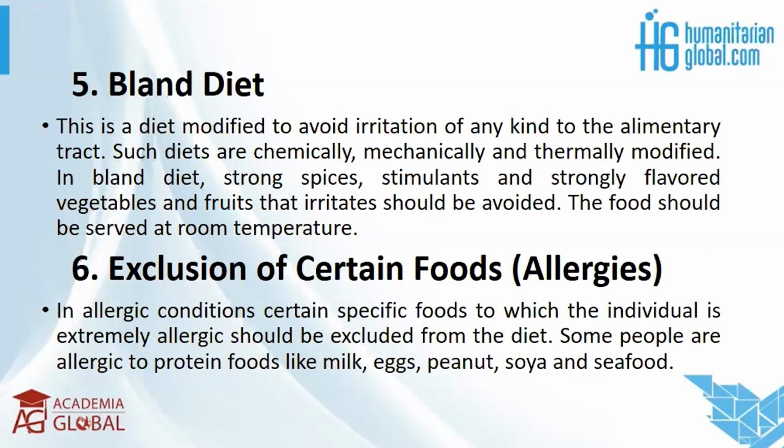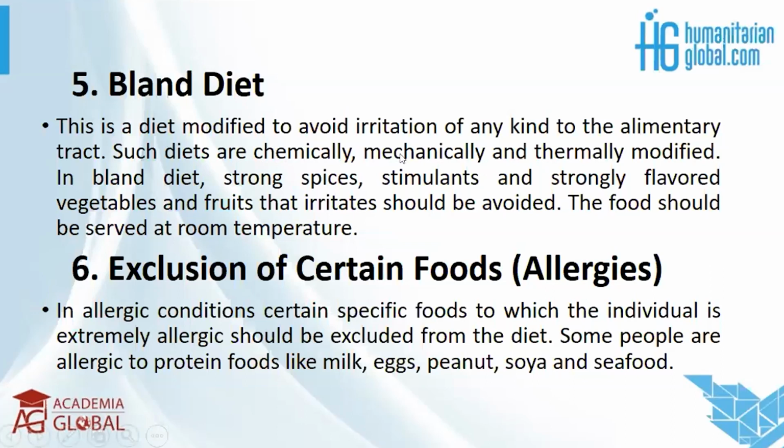That means it should not be chemically stimulating to the GIT system. Here, when we talk about chemically, it avoids chemical irritation. Avoid foods that are very acidic, spices, and such kinds of stimulants like coffee. These are the ones that are chemically irritating.